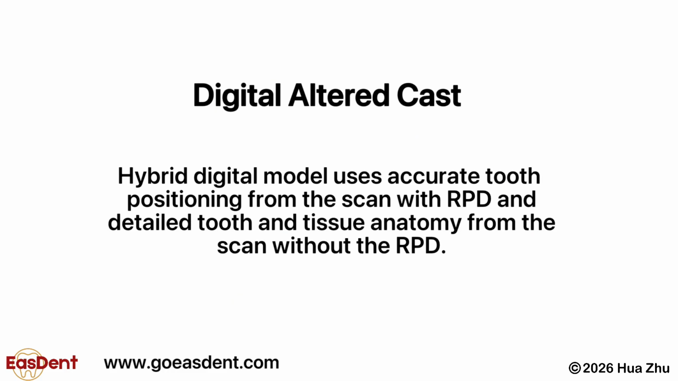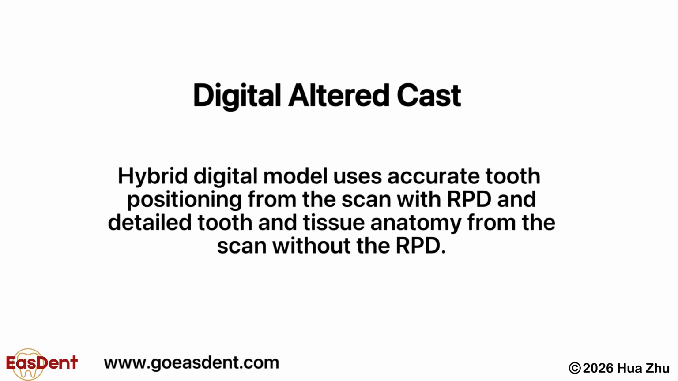Hybrid digital models use accurate tooth position from the scan with RPD and the detailed tooth and tissue anatomy from the scan without the RPD. Although minor inaccuracy may remain in soft tissue contour, accurate tooth position is far more important, especially for metal framework fabrication. Soft tissue is compressible, and small contour discrepancy generally do not affect RPD seating or cause sore spot. In contrast, teeth are rigid. Even minor errors in tooth position can prevent proper framework seating and may result in excessive chairside adjustment or even a remake.